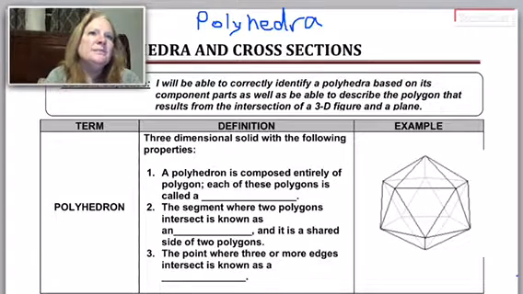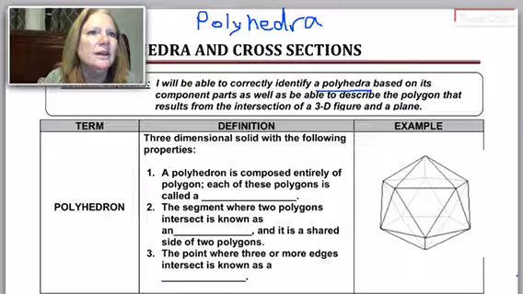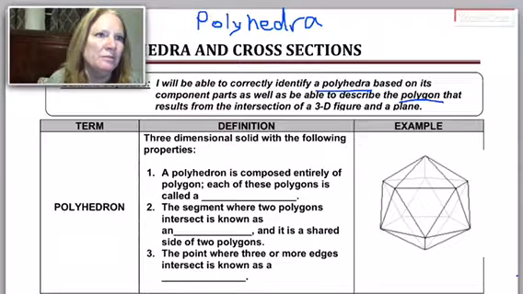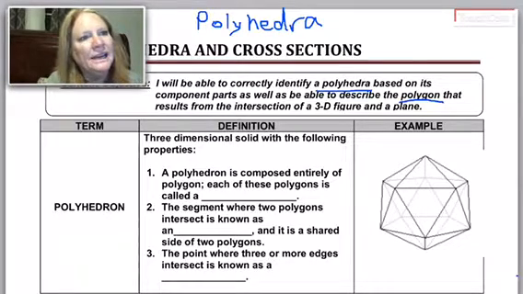The name of this lesson is Polyhedra and Cross Sections. We want to be able to correctly identify a polyhedra based on its component parts, as well as be able to describe the polygon that results from the intersection of this three-dimensional figure and a plane.